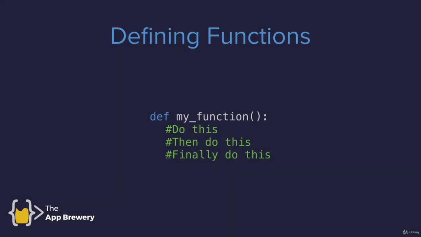So just to recap, this is how we create a function in Python. There's 2 steps to it. The first step is to actually define the function, to specify what it should do.